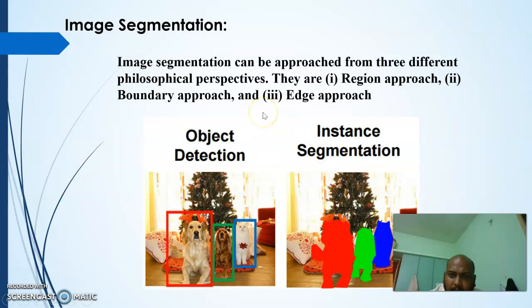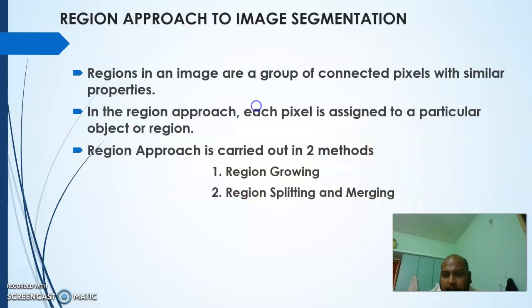Actually, when we are seeing about region based approach, it is one among the types of image segmentation. Generally, when we talk about image segmentation, we have three types: region based approach, edge based approach, boundary or threshold based approach. In that, region based approach is one among the types we are familiarly using. So now we can see what is the region based approach.